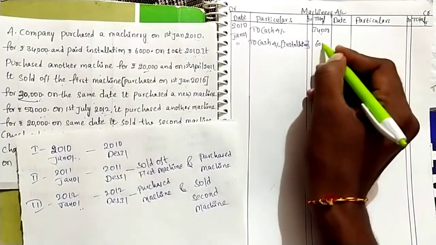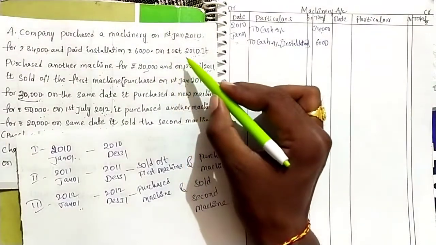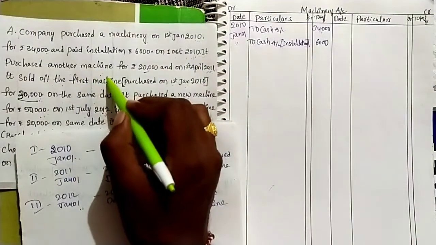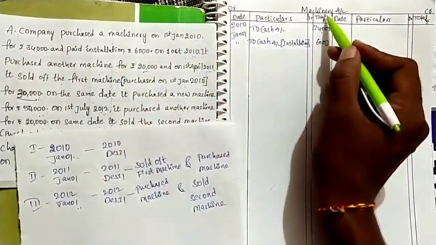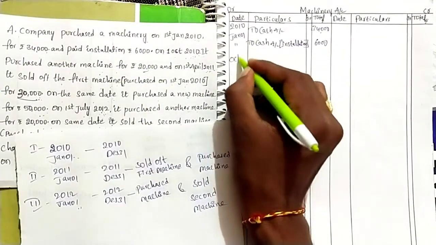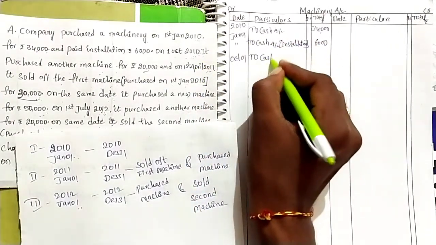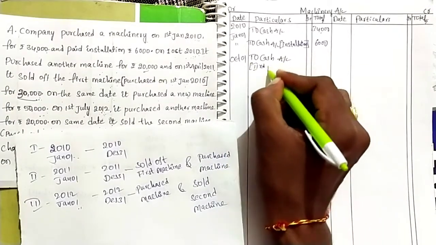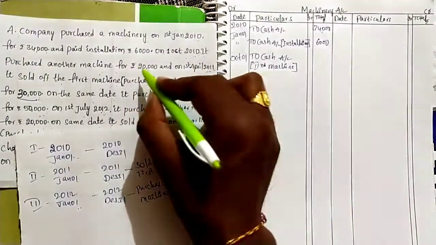Installation rupees 6,000. Next, on 1st October 2010, same year, it purchased another machine. So again machinery account is debited. So we have to write in the debit side October 1st 2010, to cash account, in the bracket second machine. How much? 20,000.